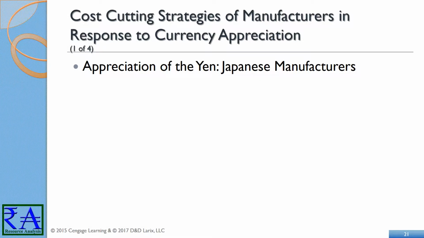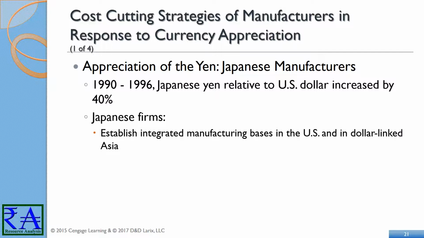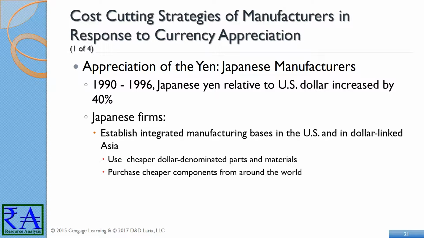As an example, we can look into the appreciation of the Japanese yen in the 1990s, as its value rose 40% in relation to the US dollar. As the yen increased in value, the cost of Japanese products in the US climbed by an equal amount. Instead of taking a loss in sales because of their higher prices, Japanese firms redirected manufacturing efforts to the US and the dollar-linked Asian countries, where their comparative costs were lower. This positioning allowed Japanese firms to use less expensive dollar-denominated parts and materials to offset higher yen-related costs.